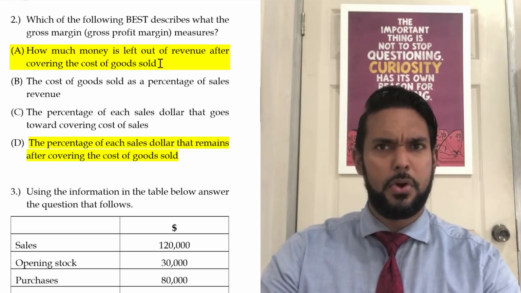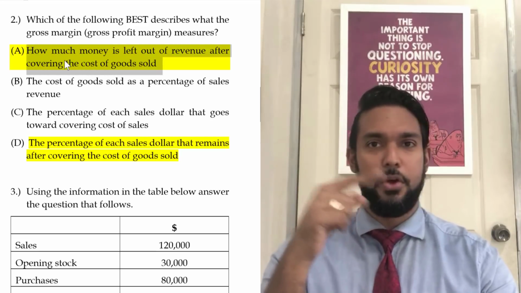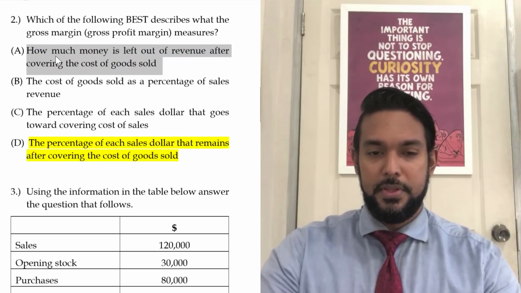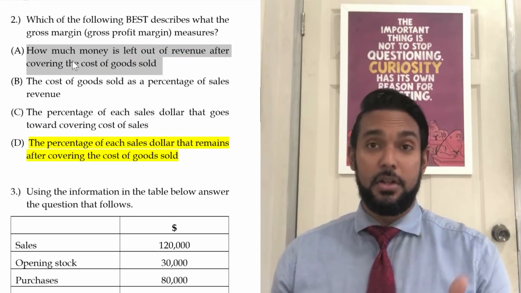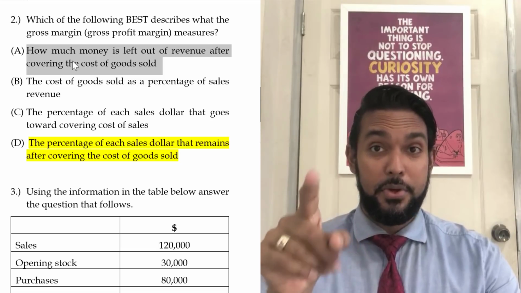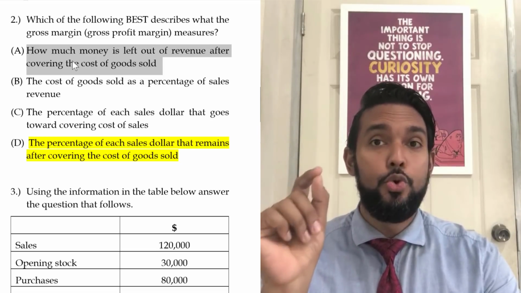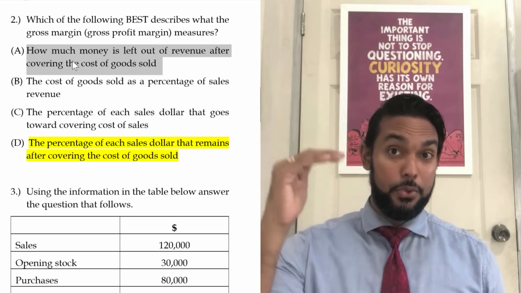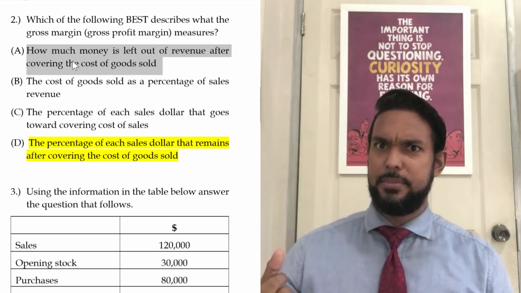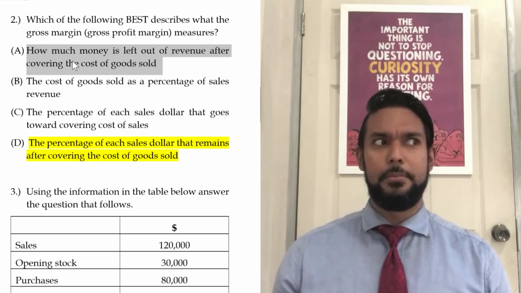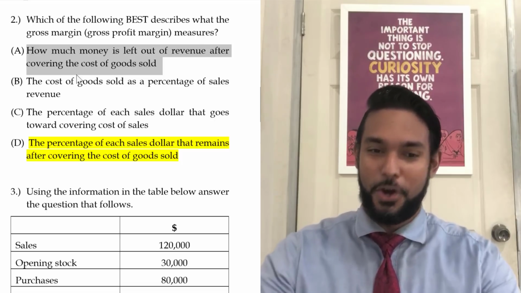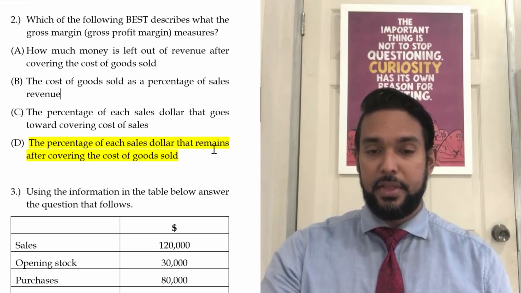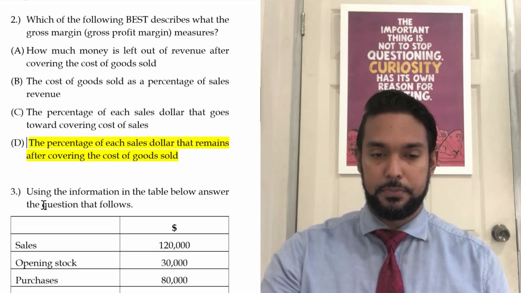This one up here, why is this one wrong? Can anybody tell me? Cool. This is actually just gross profit. That's the dollar figure. Just a point to note here: this is why it is very important to read all of your options, because you may pick one at first that you figure is the correct one, and then you go down a couple and realize this one is actually better. So the gross profit margin is the percentage of each sales dollar that remains after covering cost of goods sold.